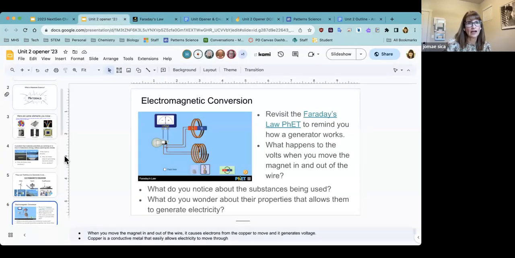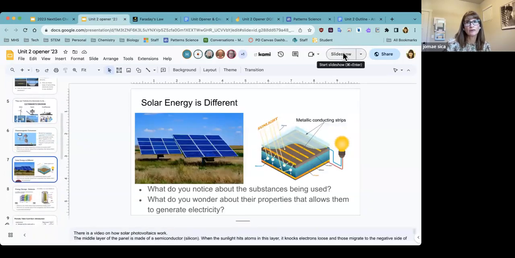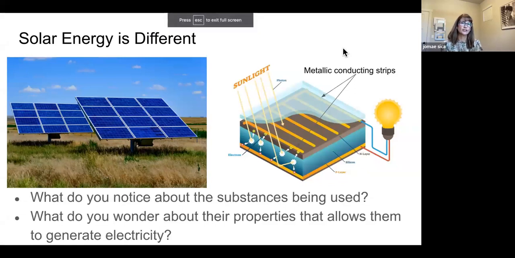Now that we have noticed and wondered a little bit about that generator, we're going to move on to a different type of energy. So solar, what did Kermit used to say? One of these things is not like the other. Solar is a little bit different than the other forms of energy because it does not actually have a generator like the other forms of energy do. It generates electricity in a little bit different way.